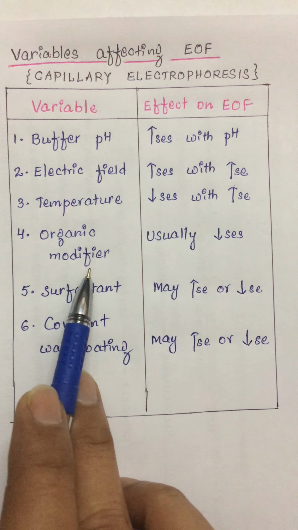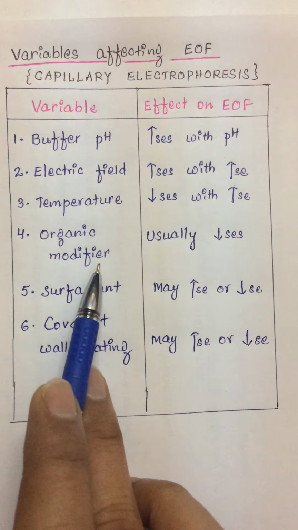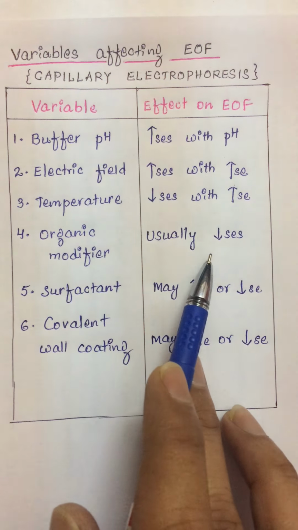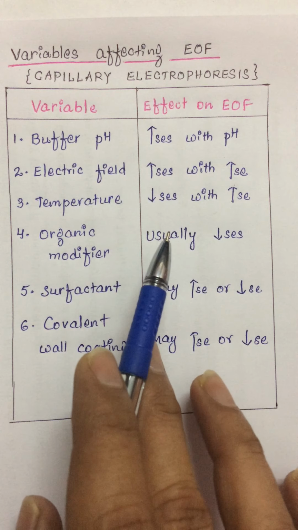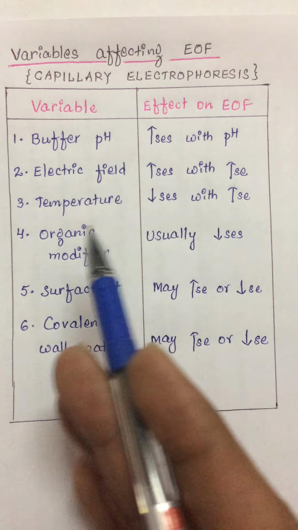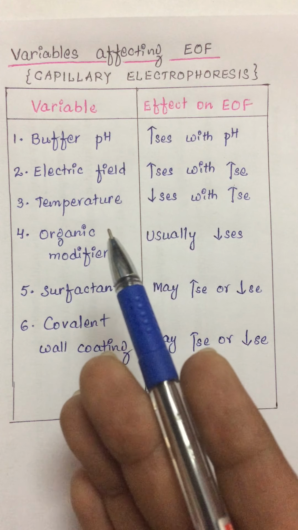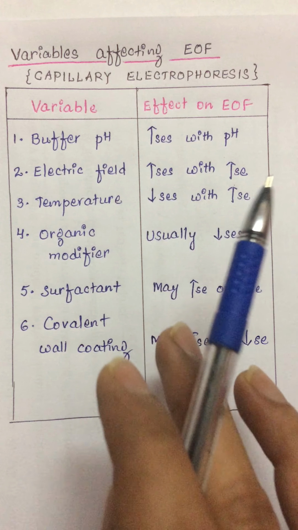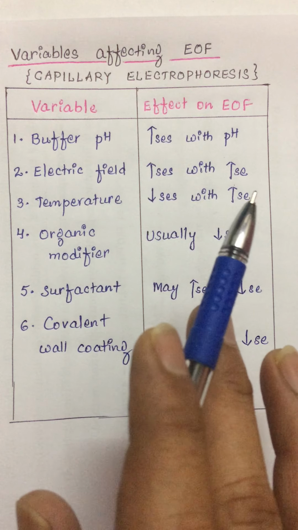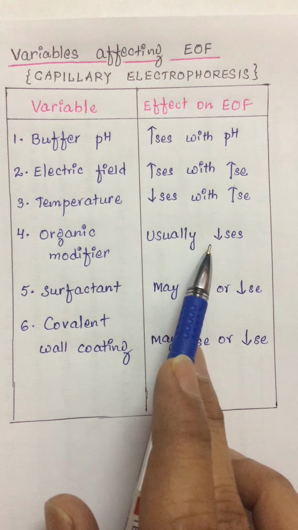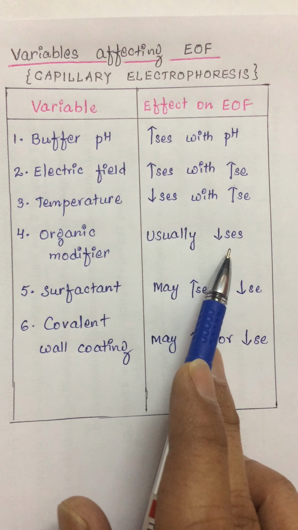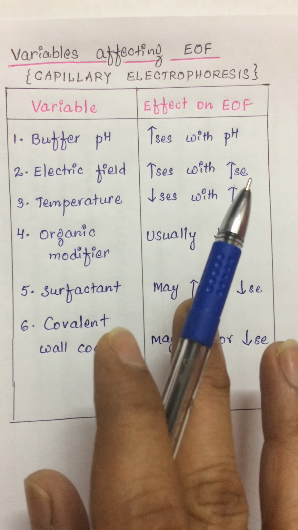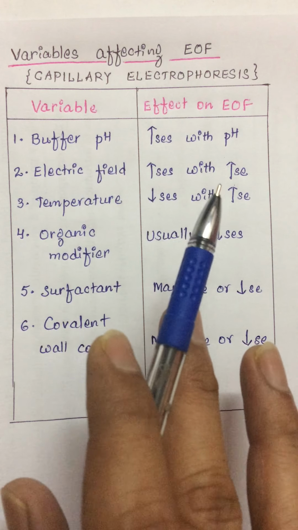Fourth one being the organic modifiers. With the help of these modifiers, usually the osmotic flow is found to decrease. These modifiers, when added into the bulk solution, will change the potential at the capillary wall. They also alter the dielectric constant of the running buffer and also the viscosity. So usually these modifiers will decrease the osmotic flow, and the changes within the osmotic flow are very complex, so these need to be properly supervised.